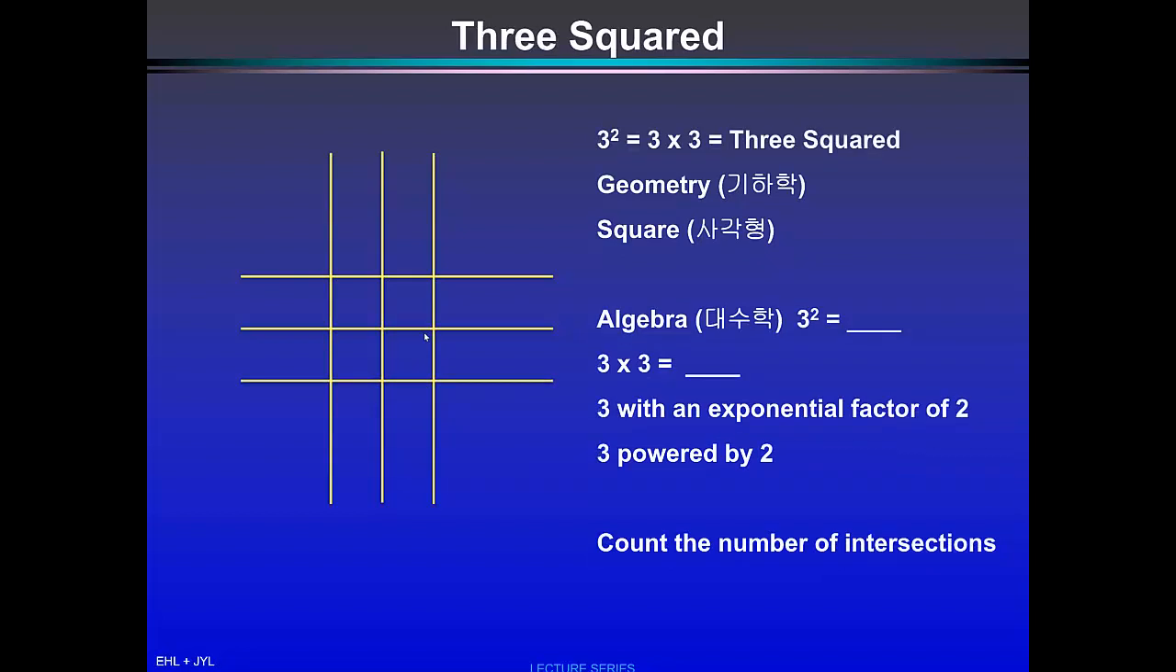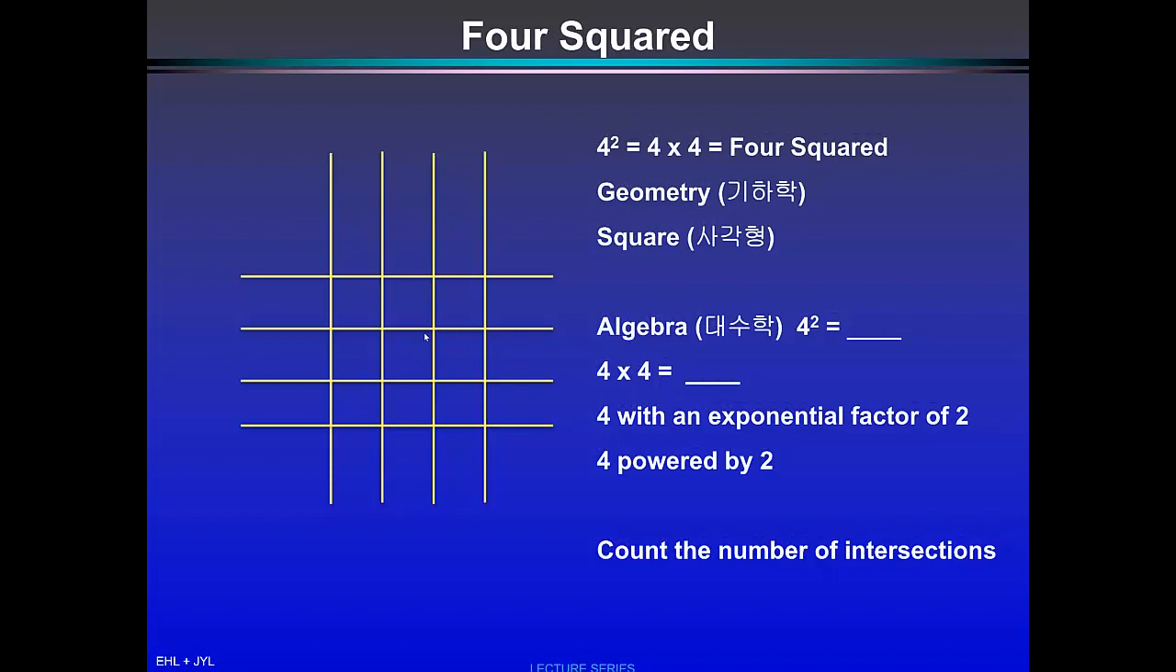And 3 squared, or 3 times 3, gives you the geometry shape of a square. Here you have an exponential factor of 2, or 2 power by 2. And 3 times 3 is equal to 9. And what is 4 times 4, which is 16 if you count the number of intersections? 1, 2, 3, 4, 5, 6, 7, 8, 9, 10, 11, 12, 13, 14, 15, 16. So 4 times 4, or 4 squared, is 16.